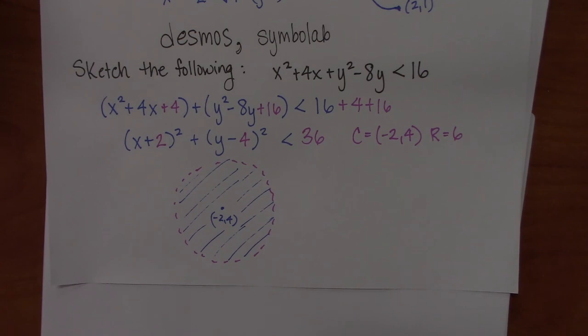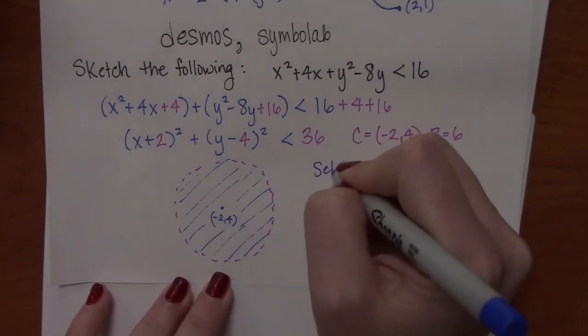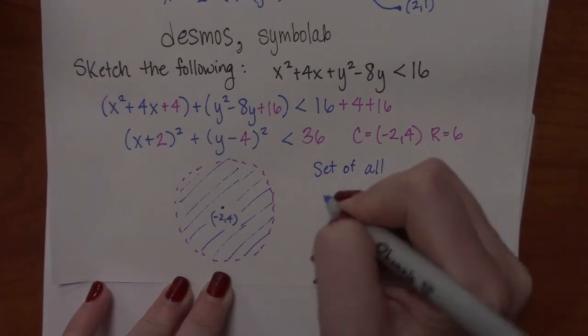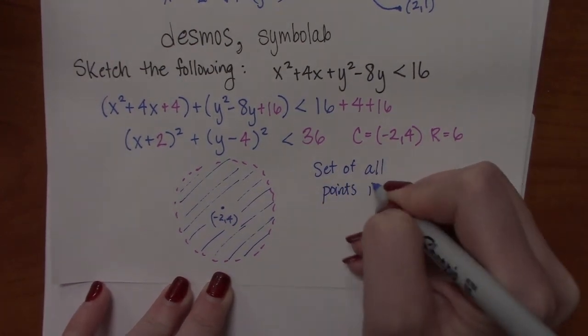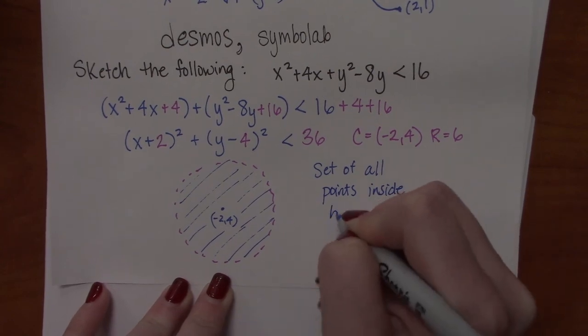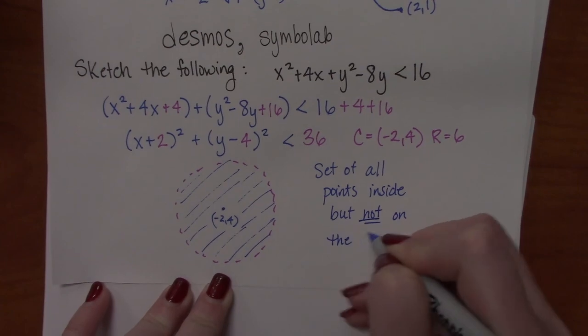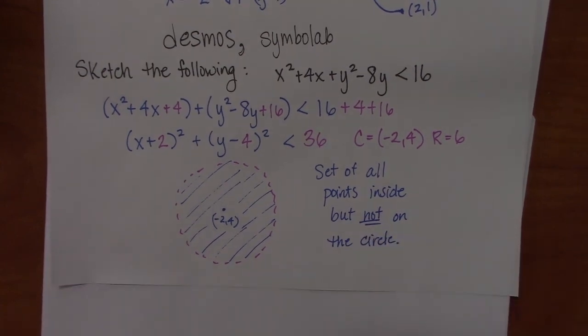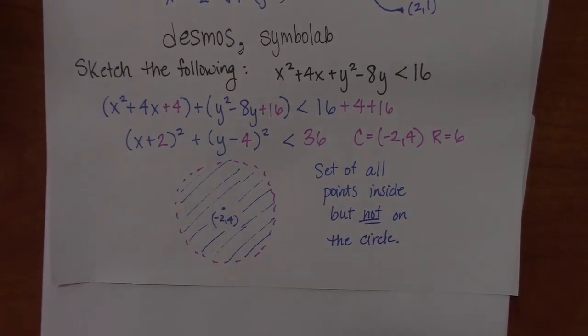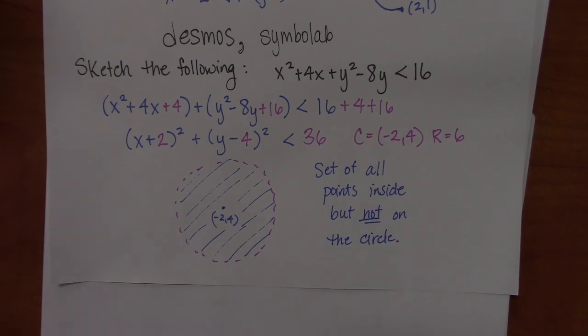It's everything inside of something or everything outside of something. And then the question is, do you include the boundary or not? And you'll know whether to include the boundary or not by whether there's an equal to case. Okay? So this was basically giving you the set of all points inside but not on the circle. And that's because of the sign, not because of the numbers. That's because of the inequality sign, yeah.